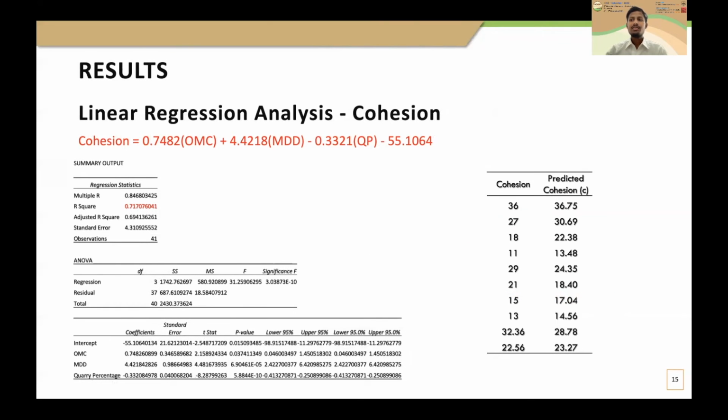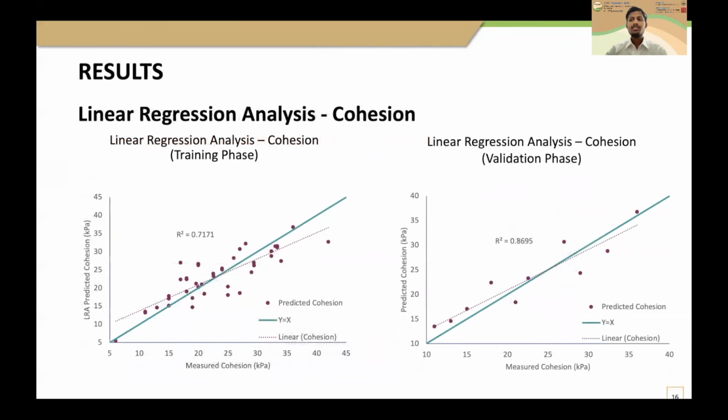Linear regression analysis is done using 41 data sets and tested using 10 data sets. We can see the equation for cohesion, and to the right, we can see the predicted cohesion and the actual cohesion value. This graph shows the analysis done at testing and training phase. At testing phase, the R-square value shows 0.8695.